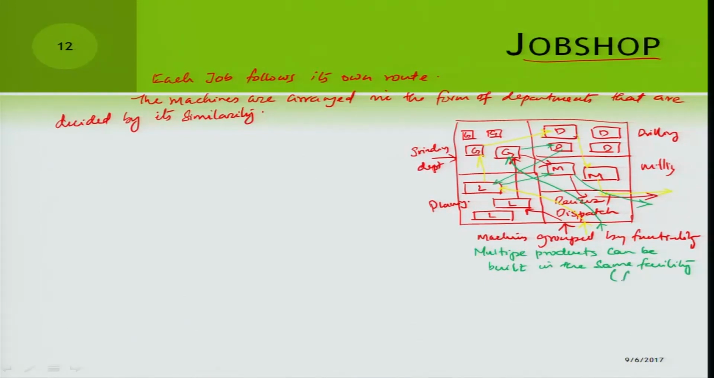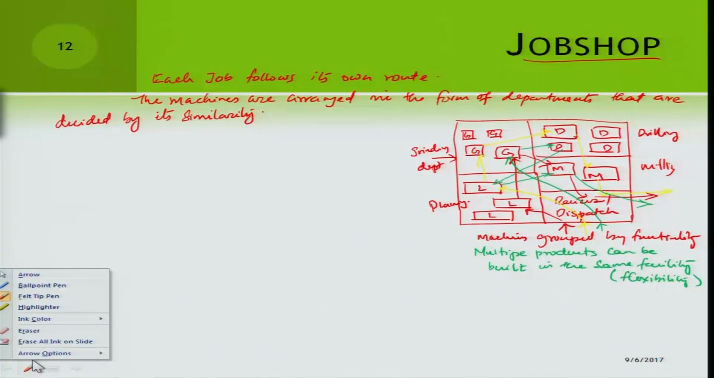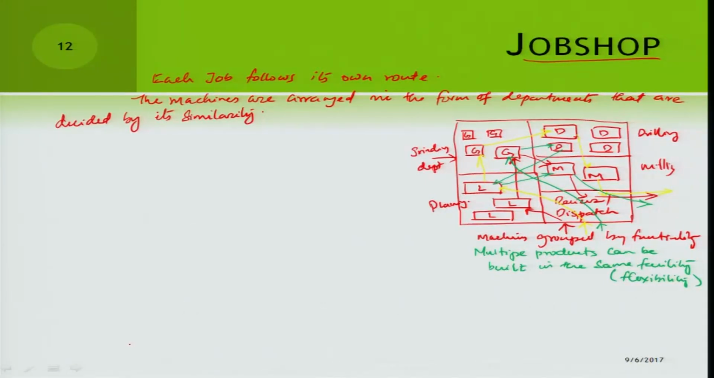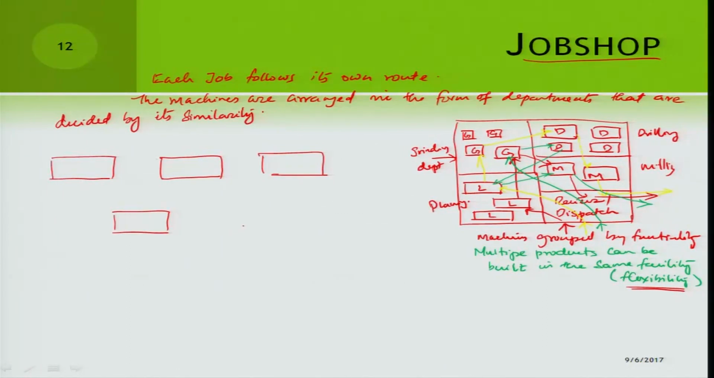Okay, this amounts to flexibility. If you look into this, you can understand that the main aspect of this job shop system is flexibility. If you look into the flow aspect of it, you can have, say, a grinding machine, then a lathe machine, then a drill machine, something like this. Then you have another machine lying out here, a third machine, and another machine here.